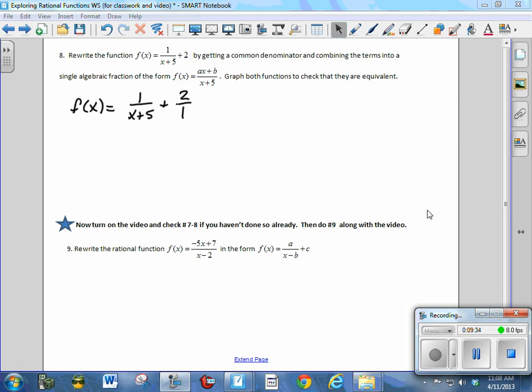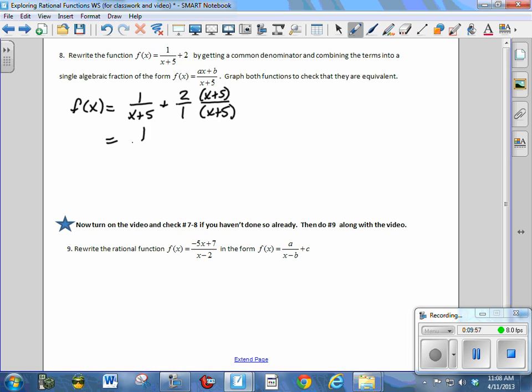I'm going to talk through number 8 because I'm figuring that a number of you probably had trouble with this. I'm hoping you don't, but maybe you did. To start, since I want to add these 2 fractions together, I'm going to write 2 as 2 over 1. And then I need to get common denominators. So the common denominator is x plus 5. So I'm going to multiply 2 over 1 times x plus 5 over x plus 5.